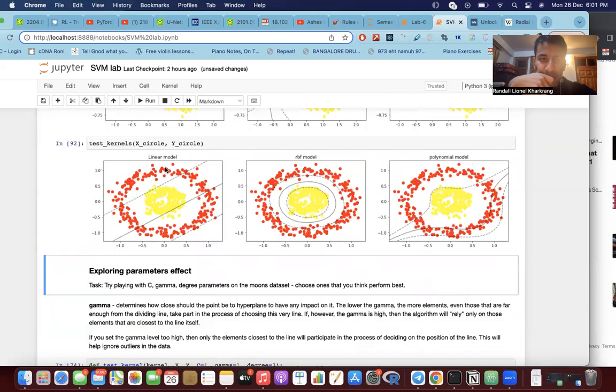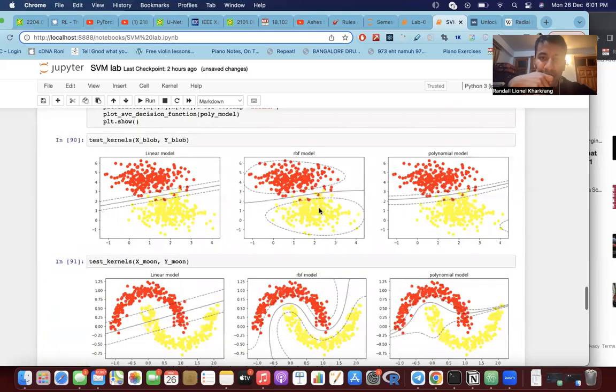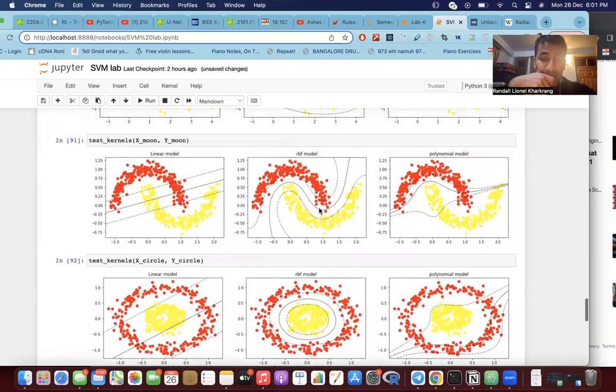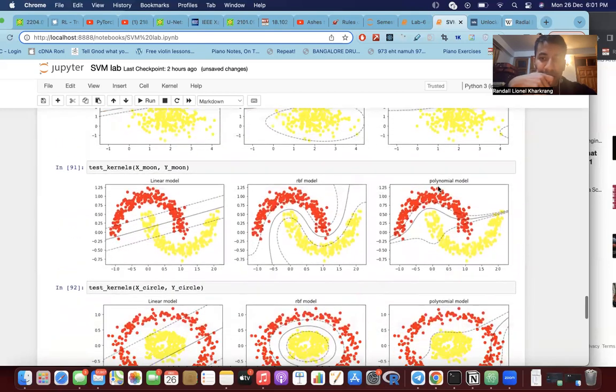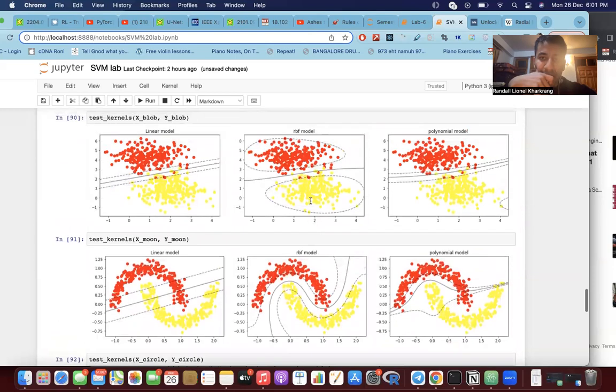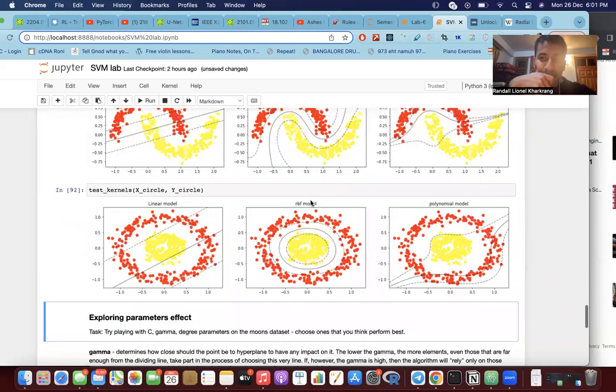And the other one is for the circles. The linear model completely fails. RBF again does well. So you can see in these very simple cases, the linear model and polynomial model are failing, but the RBF kind of adapts to the data set.